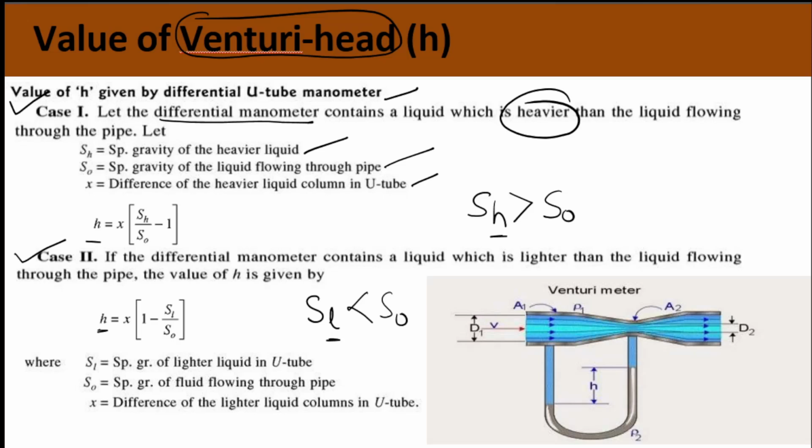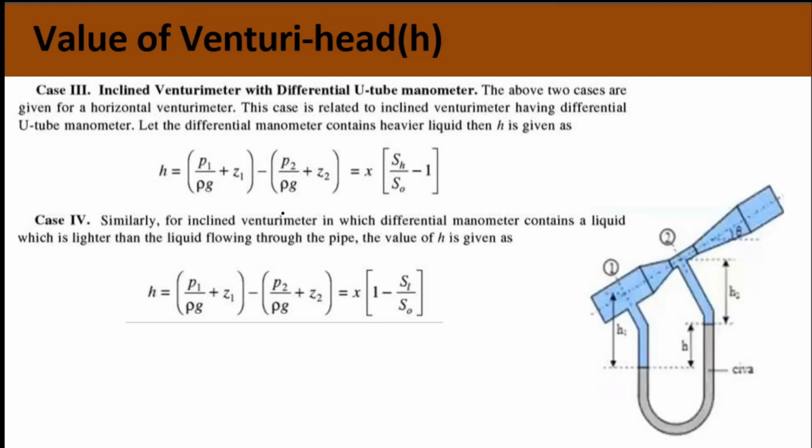Now there may be a case where the manometer is inclined. So in case of an inclined Venturimeter, a differential U-tube manometer is used. So the relation will change.